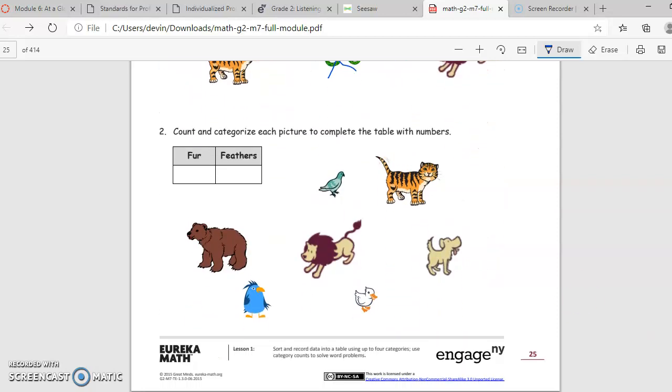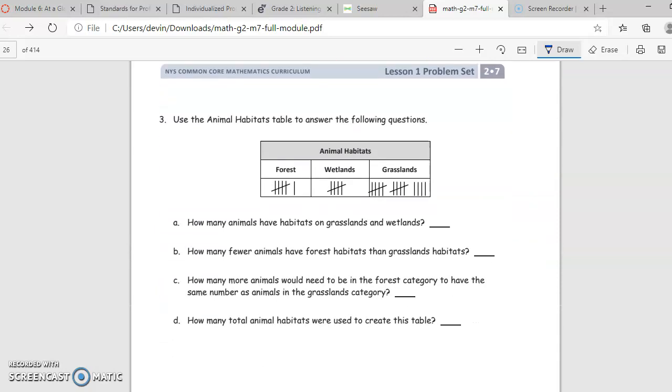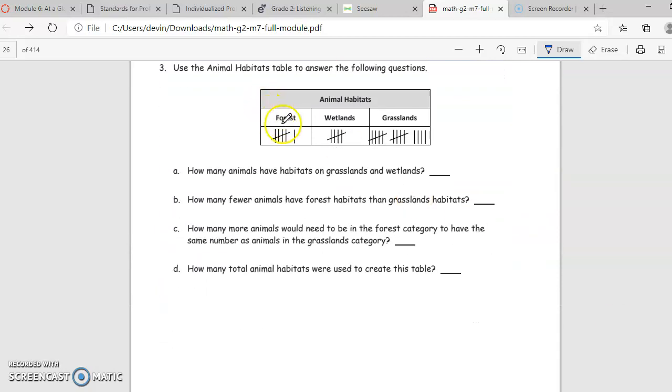Question 2, the same thing, but it's fur and feathers. So if it has fur, you'll cross it off and put a tally. Okay, so something you want to make sure you know here is that this represents 5. And this is 1. Students should know that because we've gone over it when we count the days in school.